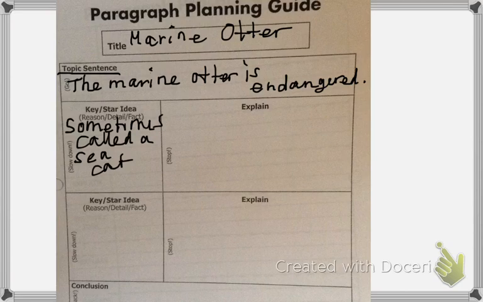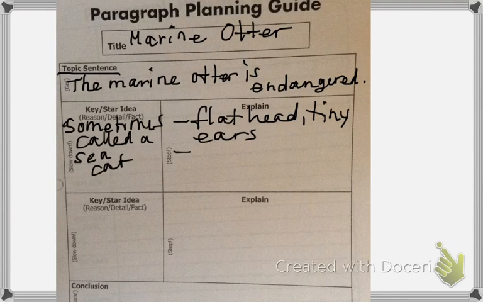All right, so this is the description. So this isn't even a sentence. This is just a note. It's okay that you can just have a note right here. That's your yellow, sometimes called a sea cat. So now we're going on to the pink. We're going to do some notes here. Let's say it has a flat head and tiny ears. It has long whiskers.